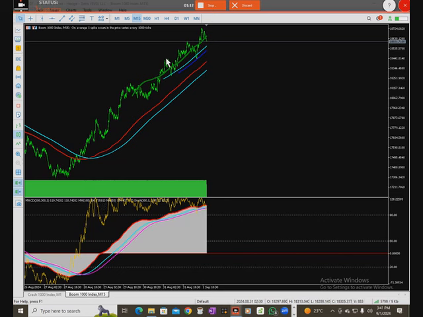On the main chart I have four moving averages. This is Boom 1000. On this Boom 1000 you can also trade sell and buy, both of them.